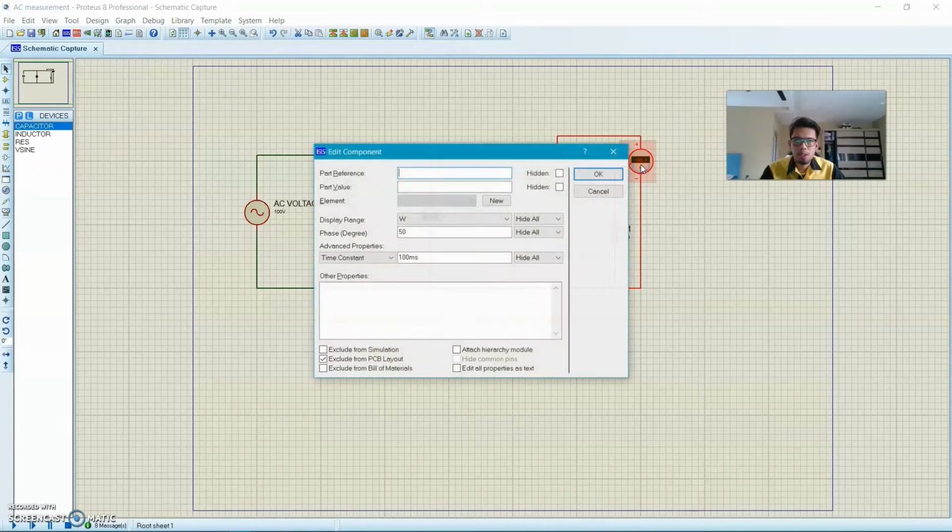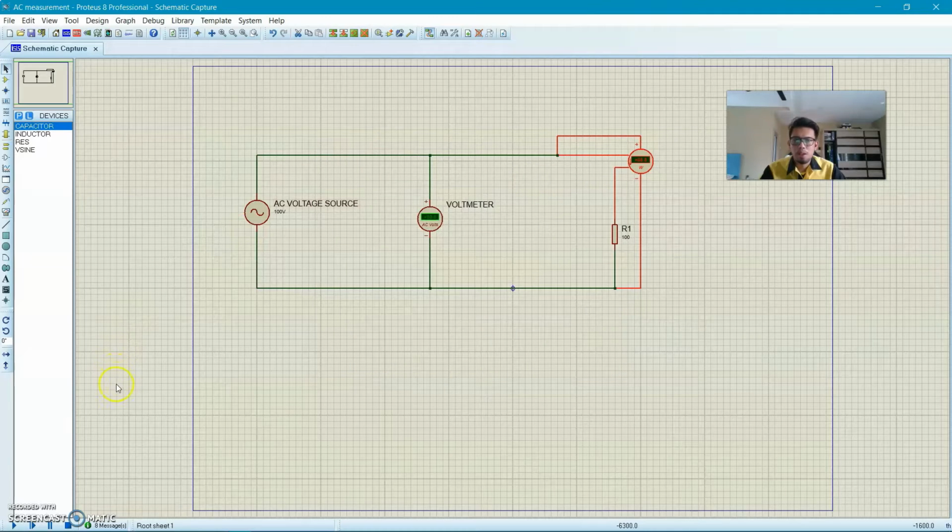For the wattmeter, we're going to use the phase. These are all the default settings with display range for wattage. We can choose either apparent power or real power, but here we're going to use the real power. So we proceed with the simulation. For R1, the setting is 100 ohm. This is the result of the simulation for activity 2. That's all from me.